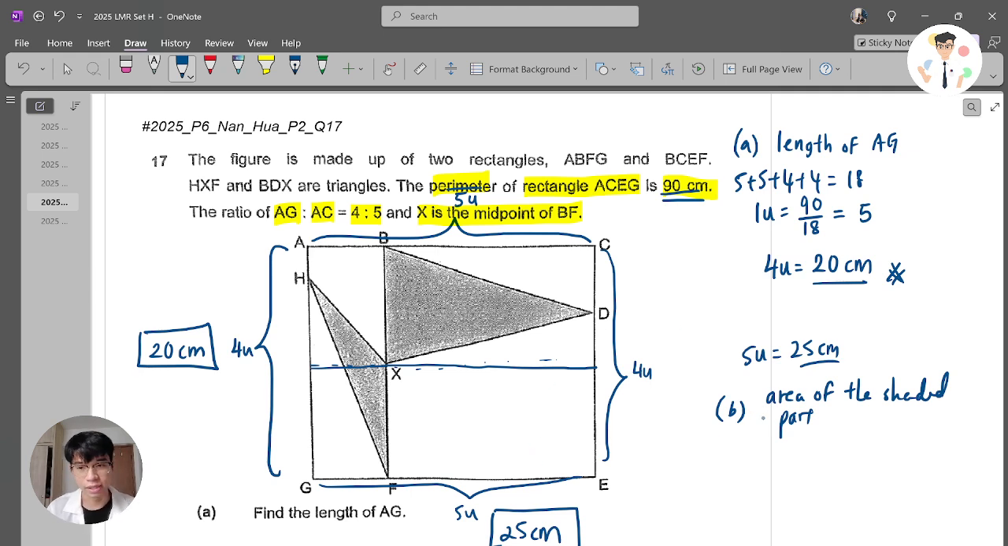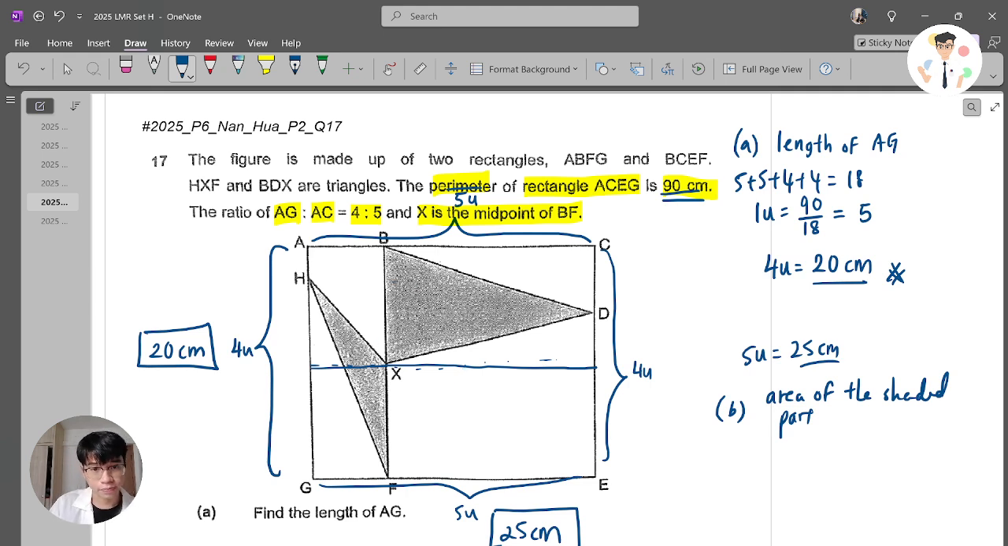Now, part B: find the area of the shaded part. Now I need to find the area of this shaded part. I think this actually challenges your knowledge about properties of triangle. Remember, properties of triangle remind us that as long as the base and height are the same, no matter how weird the triangle looks, they are the same.